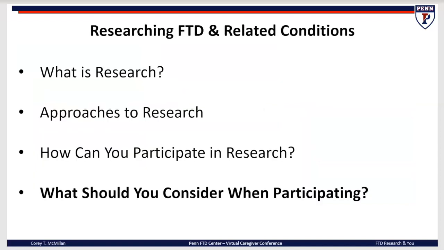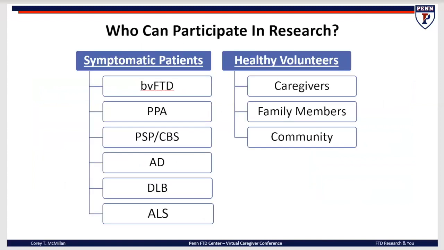To move on to some practical issues of what to consider when participating in research, it's important to be informed as a patient and a family member. So who can participate in research at the Penn FTD Center? Everyone. Symptomatic patients. We study patients with the behavioral variant of FTD and primary progressive aphasia, as well as progressive supranuclear palsy and corticobasal syndrome. We also do observational research with patients with different forms of Alzheimer's disease, dementia with Lewy bodies, and ALS.